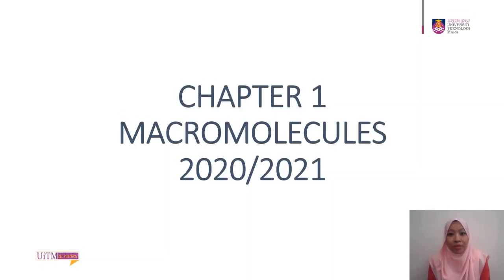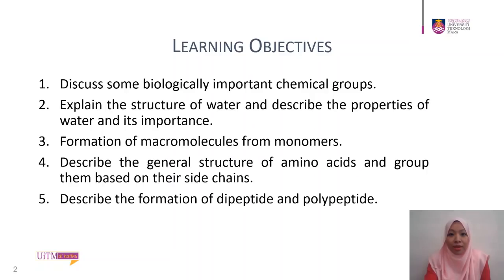So we are going to start with our first chapter for Bio 091, chapter 1, Macromolecules. As you can see here, these are the learning objectives that you are going to learn in this chapter. By the end of this chapter, you are able to discuss some biologically important chemical groups. Basically, there are 7 chemical groups that you are going to learn.